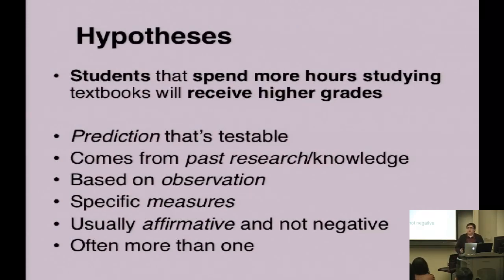You have to use specific measures. So it can't just be things like better or it's going to be good. It has to be very specific, like more hours. This is for quantitative research. Qualitative research has hypotheses that are a little bit different than this. I'm kind of jumping over that because it's not as relevant to our homework. But for the purpose of interaction techniques, these are the kinds of hypotheses we'd be thinking about.